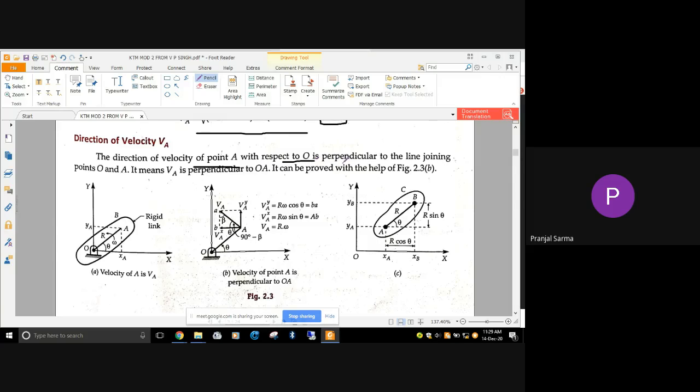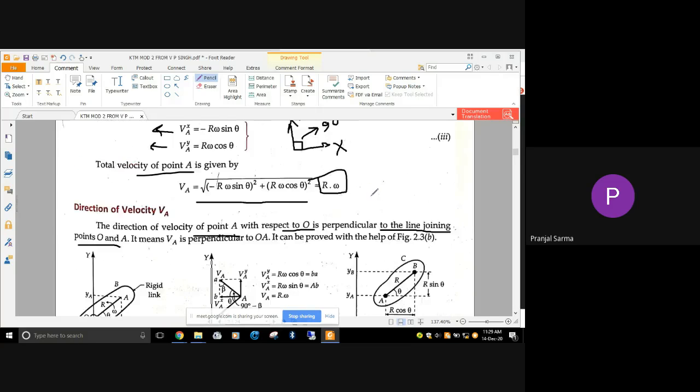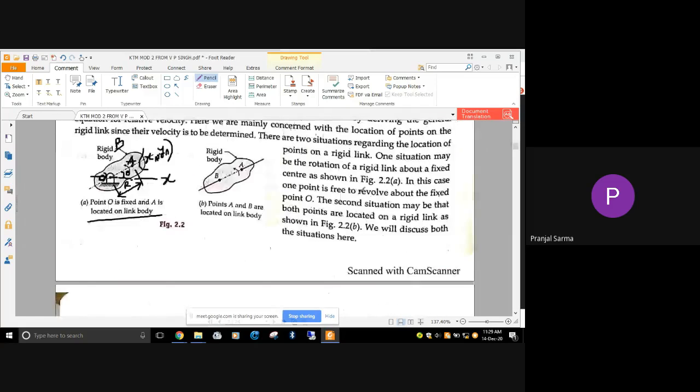So the direction of velocity of point A with respect to O is perpendicular to the line joining point O and A. That means VA is perpendicular to OA. Now if you look at this particular figure, this one was the OA, so VA will be perpendicular to it, somewhere in this direction. Depending on whether it is rotating clockwise or anti-clockwise, you are going to get that particular direction. But right now, this way only it will be there. So this is the line, and it should be perpendicular to this.